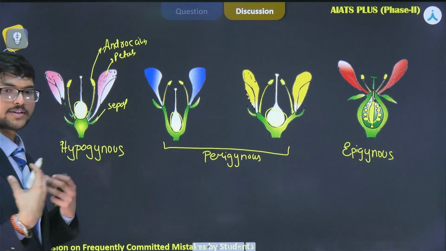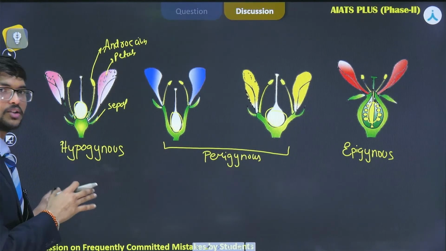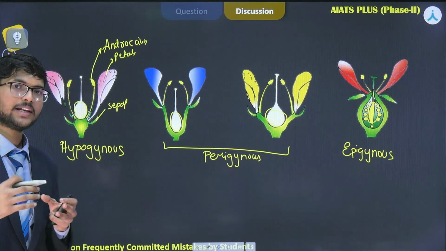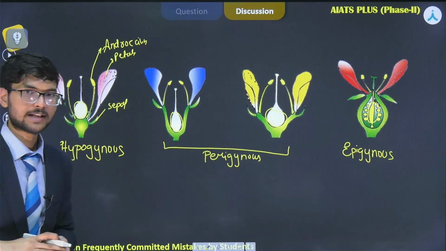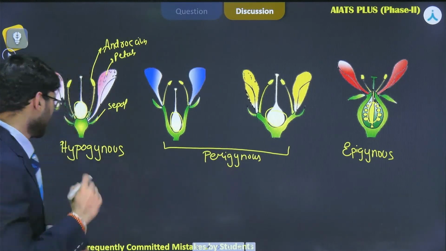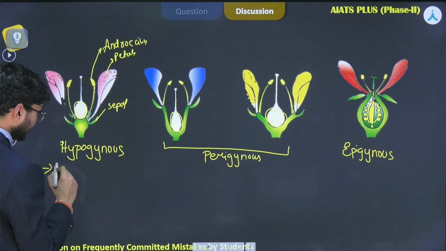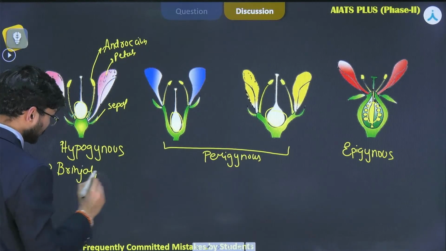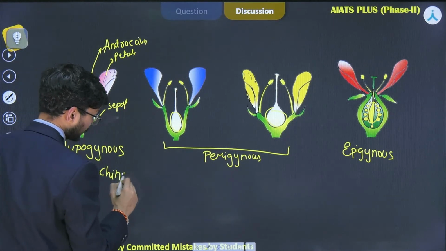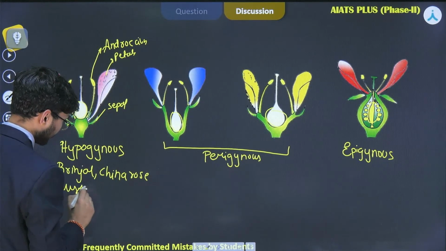They are all originating from below the ovary, due to which this kind of flower is also called an inferior flower, because the ovary is located at the upper position, while the other floral parts are present below the ovary. So, some examples that you see for hypogynous flower are brinjal, China rose, mustard. Okay.